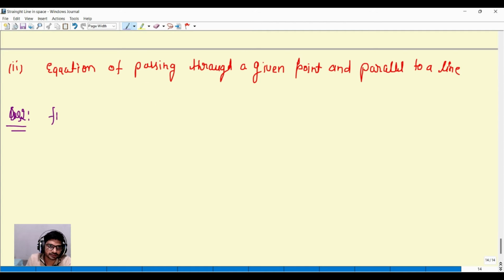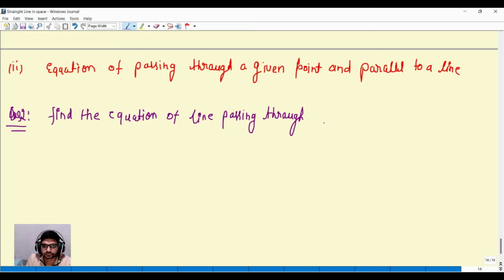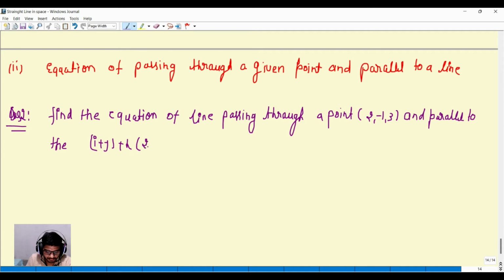The question is: find the equation of the line passing through the point 2, -1 and 3, and parallel to the line r equals i plus j plus lambda times (2i plus j minus 2k). Okay, so we are going to solve this.